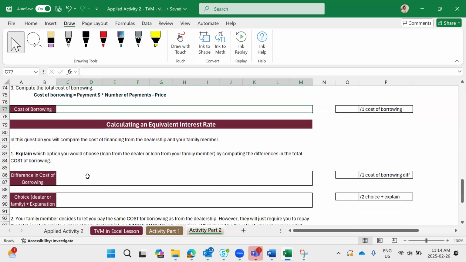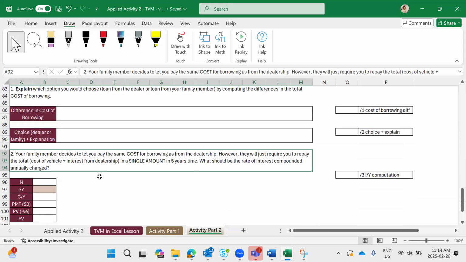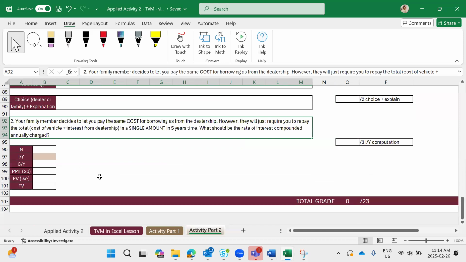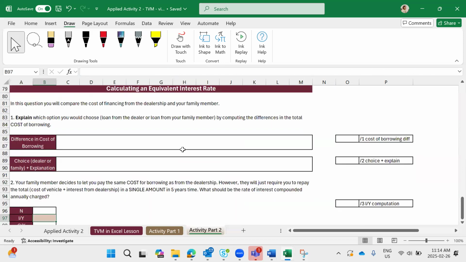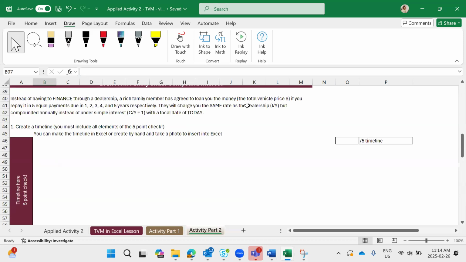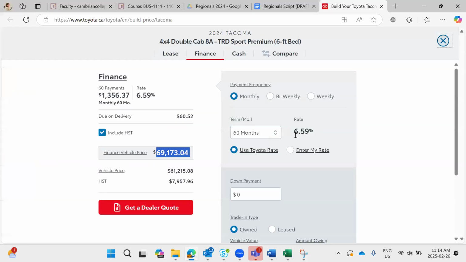Based on that cost of borrowing, you'll have to say which one's more expensive, borrowing from a family member or borrowing from a dealer. You'll put your explanations here. And then finally, the last part of the question says, if your family member agrees to charge you the exact same amount as the dealer, so no difference, what would be the interest rate they have to charge? Because in the previous part, I don't think I mentioned this, you use the exact same interest rate that the dealer promised. So here it would be 6.59%.